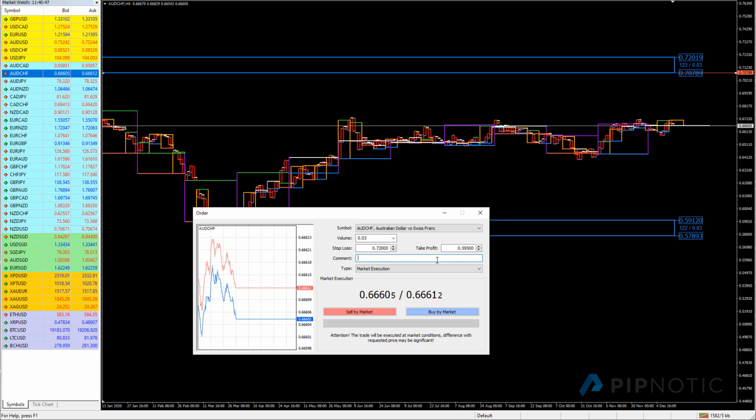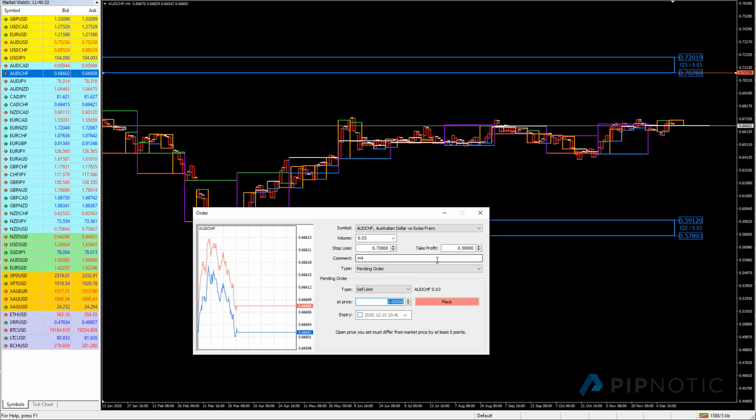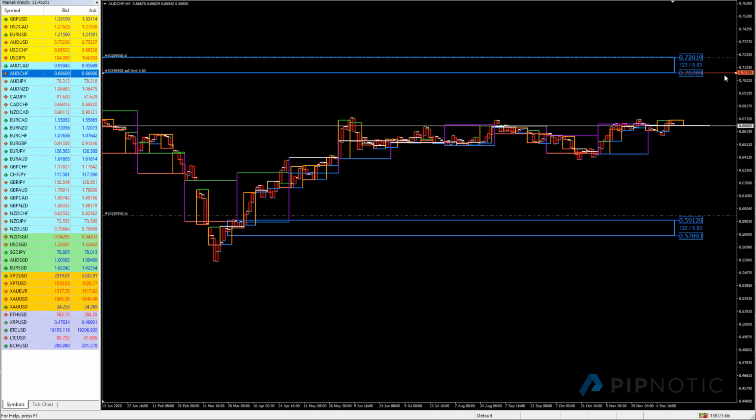This is a 4-hour supply. There's a sell limit at 70.78. I'm going to click that in there. Right, so we'll leave that on. This is what we've got going on there. I think that's an interesting spot there.